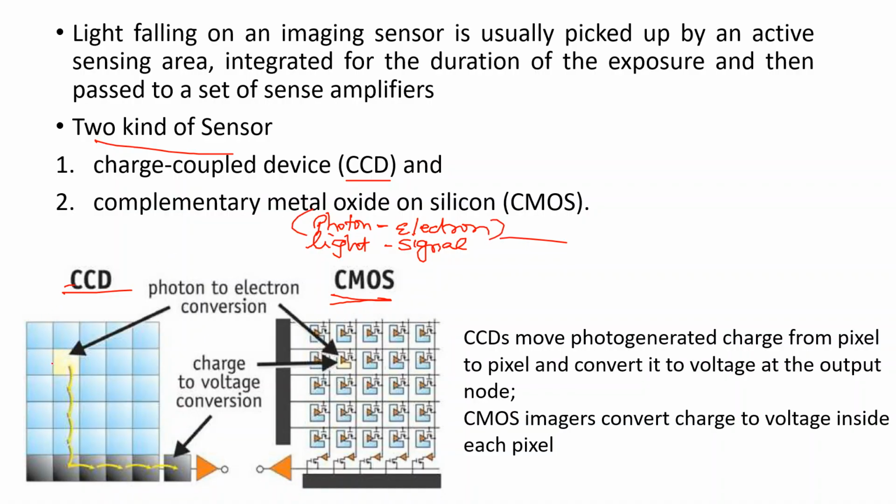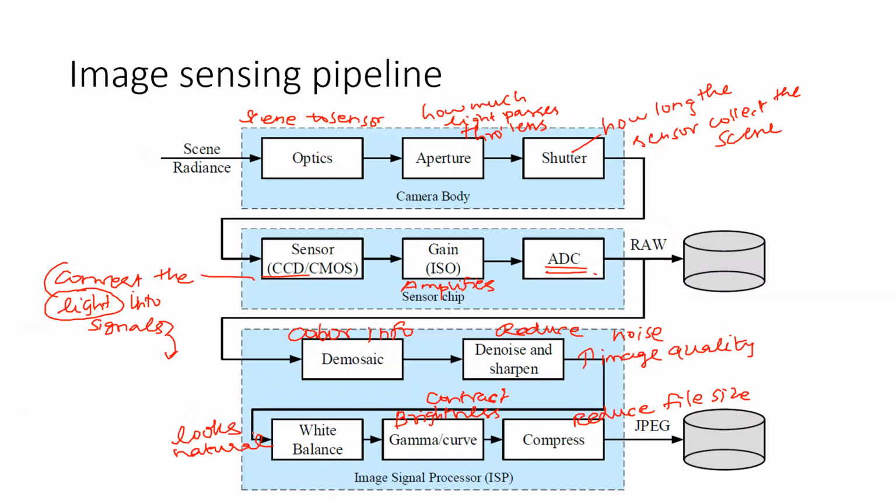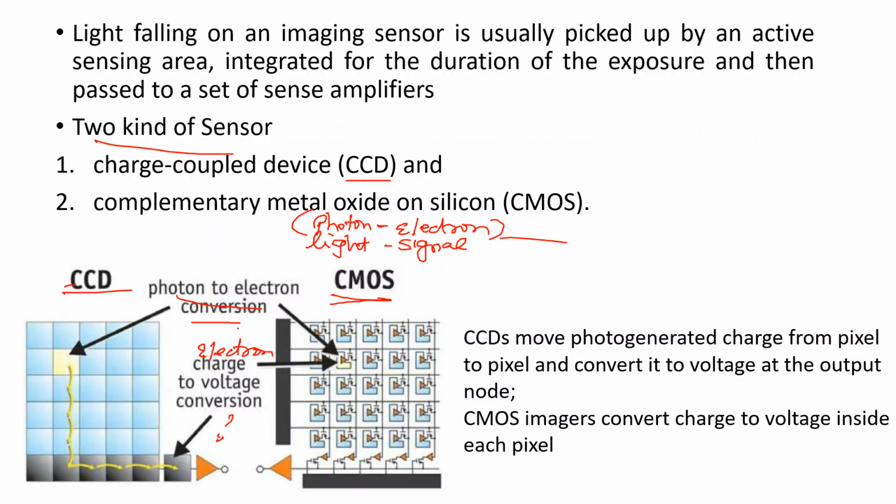Each pixel is represented here. In the case of CCD, each pixel converts the photon to an electron, which means light is converted into a signal in the sensor. At the end, all the electron charges are converted into a voltage. Why do we need voltage? Because the analog to digital converter can only take voltage as input. So whenever light falls on the image, the light is converted into an electron, the electron is converted into voltage, and this is given as input to the analog to digital converter.